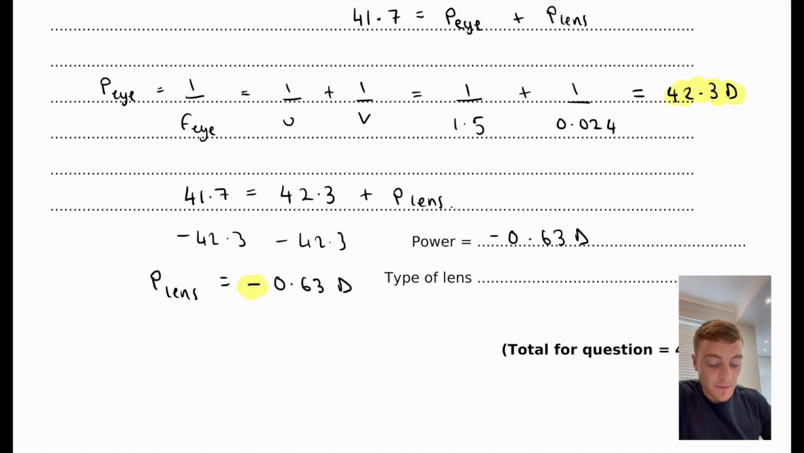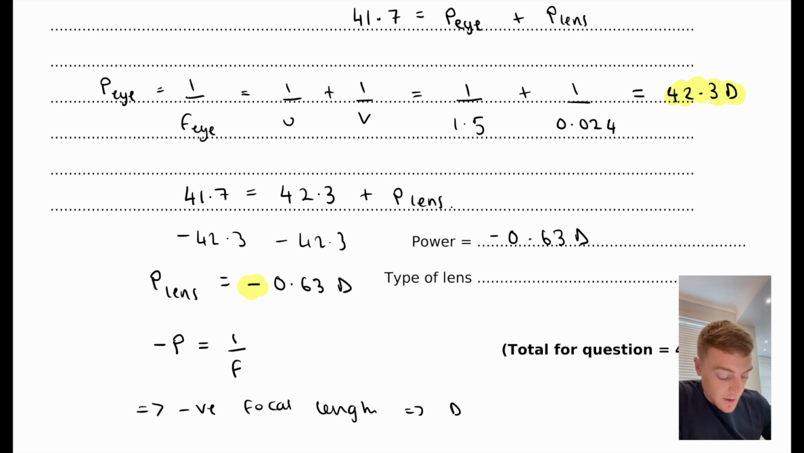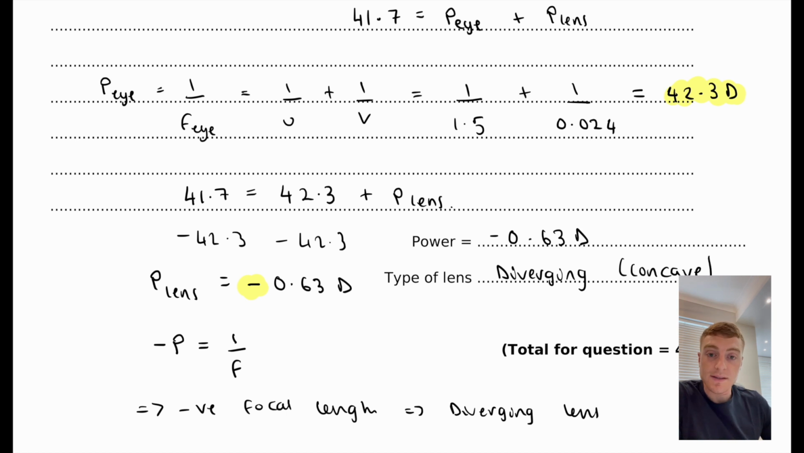And because it's negative, well, remember, P is equal to 1 over F. So if P is negative, well then in order for this to be true, we must have a negative focal length. Okay? So the type of lens, if we have a negative focal length, then also implies we have a diverging lens. Remember, just a property of diverging lenses, their focal length is negative, so it's divergent. And it's exactly the same as a concave lens. They're just two words for the same type of lens.